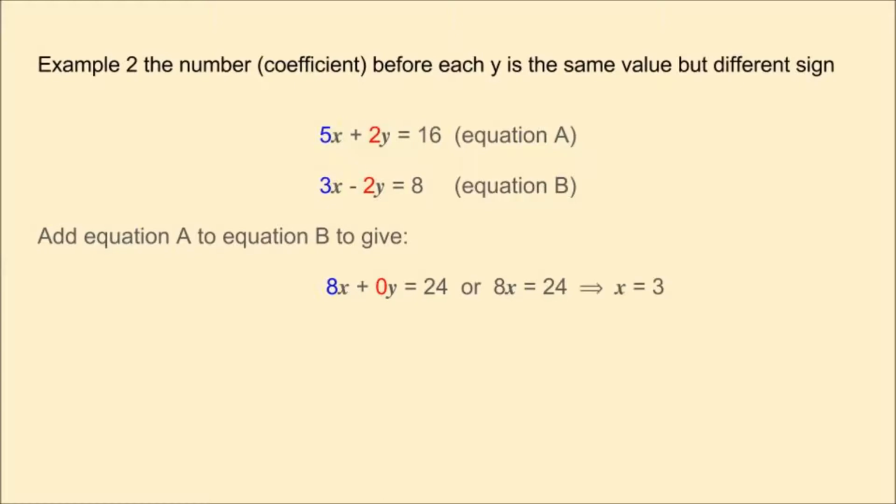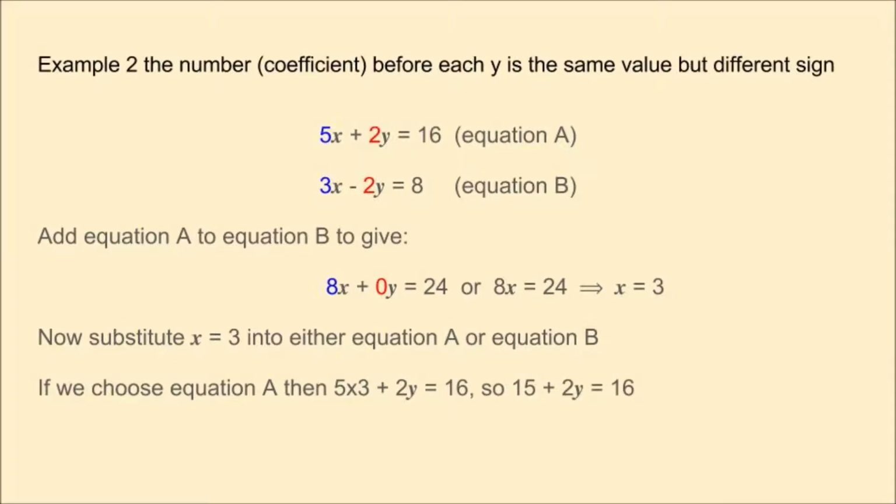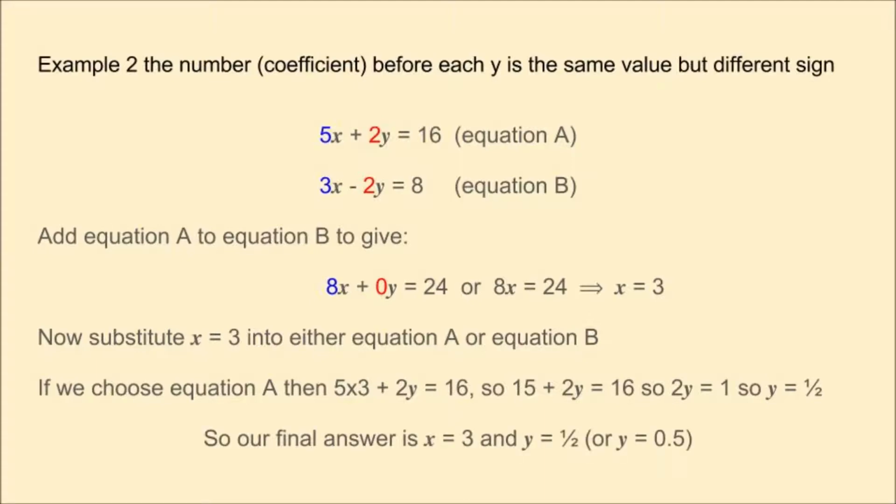So now that we've found that x is equal to 3, we need to substitute that back into either equation A or equation B because we need to find our y value. So in this case, let's substitute it into equation A. 5 times our x value of 3 plus 2y equals 16. So 15 plus 2y equals 16. Take away 15 from both sides gives us that 2y is equal to 1. So y is equal to a half, or if you prefer to work in decimals, y is equal to 0.5. So our final answer for this example is x equals 3 and y equals a half.